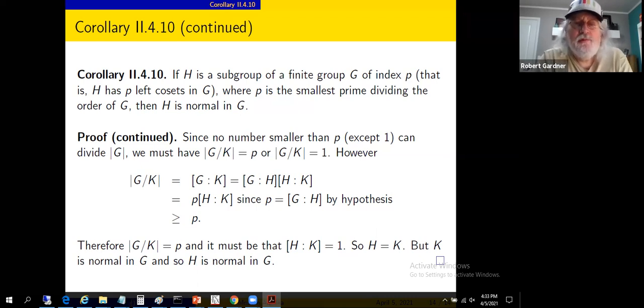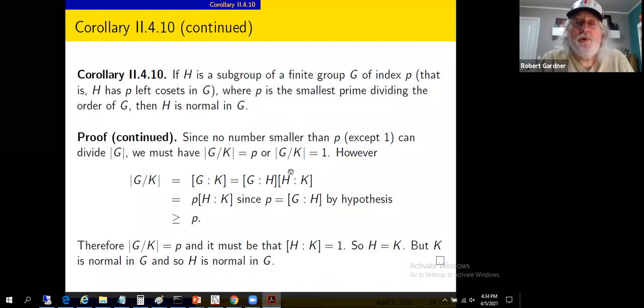But we can't have a prime order smaller than P that divides the order of G. We can't have a composite order either, because that'd be made up of smaller primes. So we're left with the options that the order of G mod K is either P or 1. P is the smallest prime dividing the order of G. We've got G mod K dividing the order of G. All right, then it's got to be either P or 1. Couldn't be a smaller prime, couldn't be a smaller composite number either.